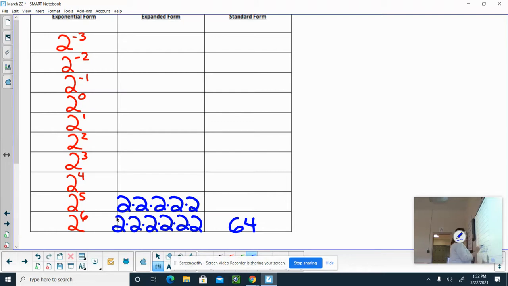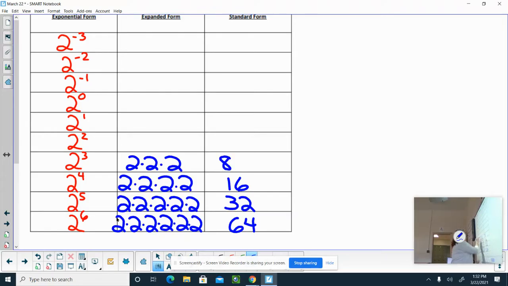And if I multiply that out, the standard form would be 32. 2 to the 4th power is 2 times 2 times 2 times 2, which would be 16. 2 to the 3rd is 8. 2 to the 2nd is just 2 times 2, which is 4. 2 to the 1st is just 2.